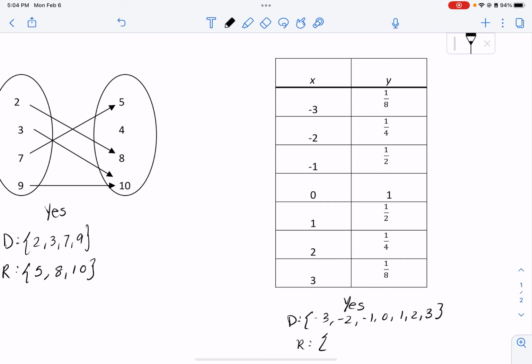Your range, this is where the range gets a little bit interesting, right? Because they start to repeat, so we only need to list each one once. 1/8, 1/4, 1/2, 1. Right? There's no need to list 1/2 again because it's already in our range. It already is one of our possible y values. So although there's 7 points, there's only 4 possible y values.